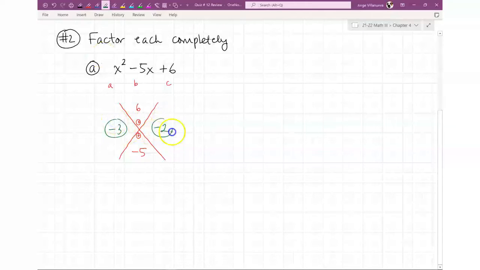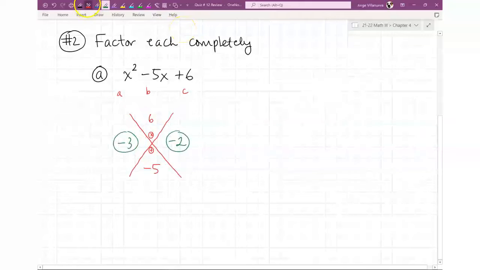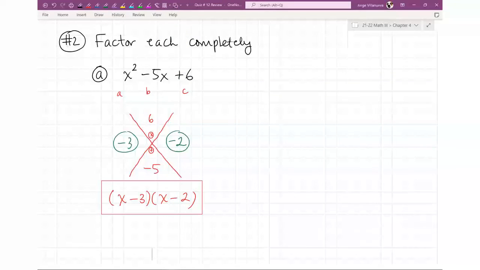That means these answers are exactly what I want to put into my problem. So here we go. Here's my answer: X minus 3, X minus 2. That's my solution to this problem. Okay? So we're factoring these trinomials, and this is considered an easier problem because they don't have anything in common that I can factor out right away. They don't have an A term other than a 1. So it's a very straightforward problem.